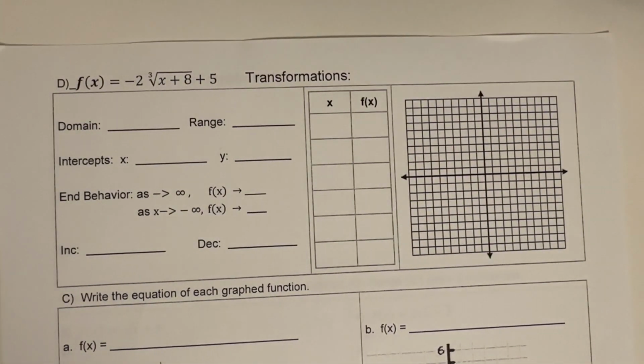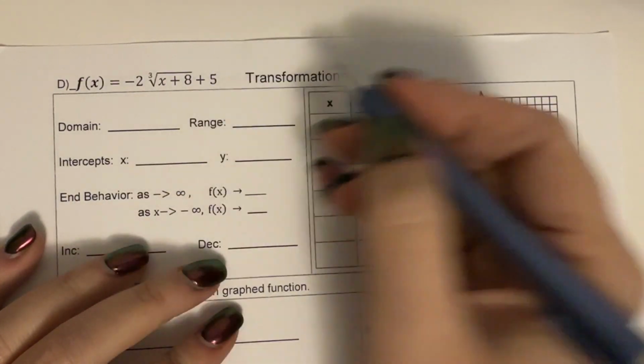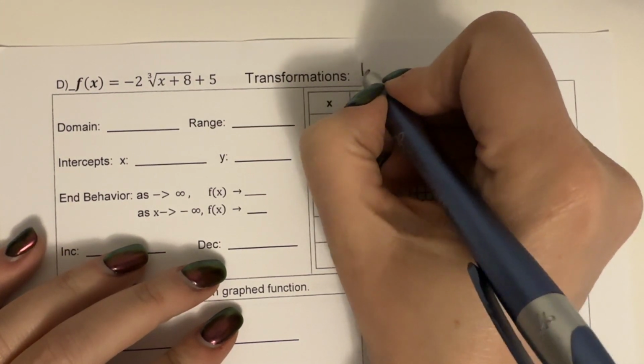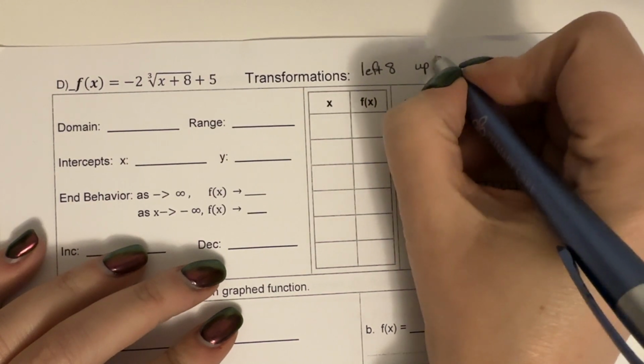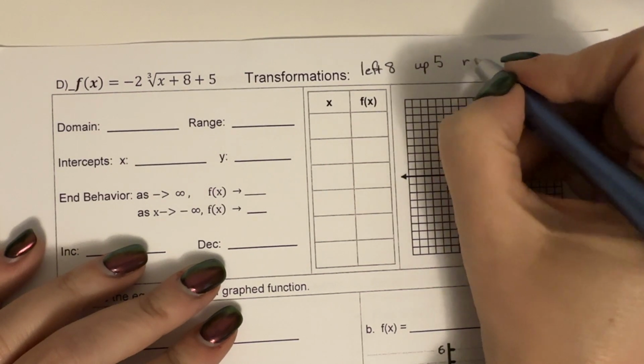Now let's talk transformations, because we haven't done a transformation of a cube root yet. Yes, that is a cube root. So this one's got a lot of stuff happening. Under the radical, you're going to be going left 8. You're going to be going up 5. That negative on the front is going to cause a reflection.